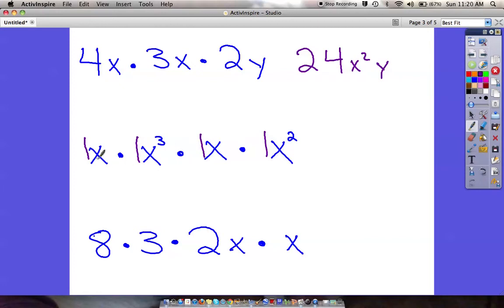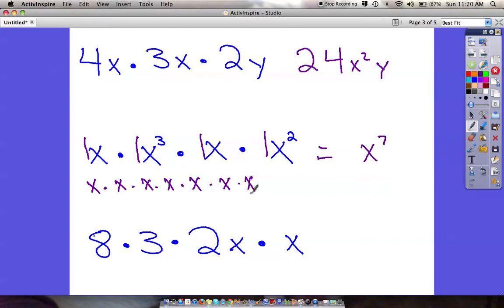Now we have to multiply the variables together. So if I expanded this out, there's that x. There's 3 of them. X times x times x. There's an x. There's 2 of them. Times x times x. 1, 2, 3, 4, 5, 6, 7. We have 7 x's all together. So the answer to this question is going to be x to the 7th power.